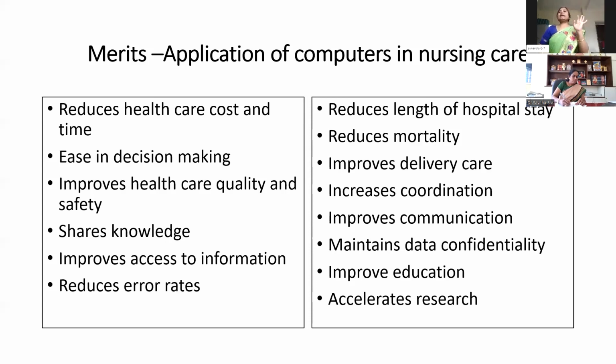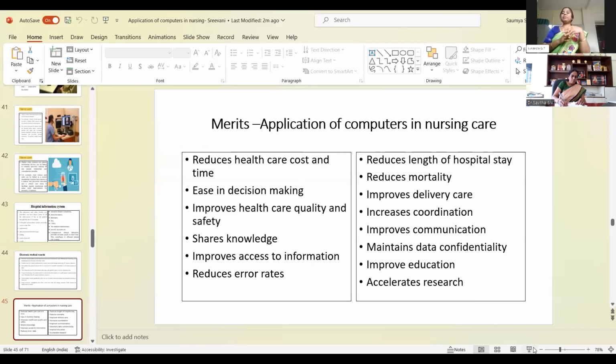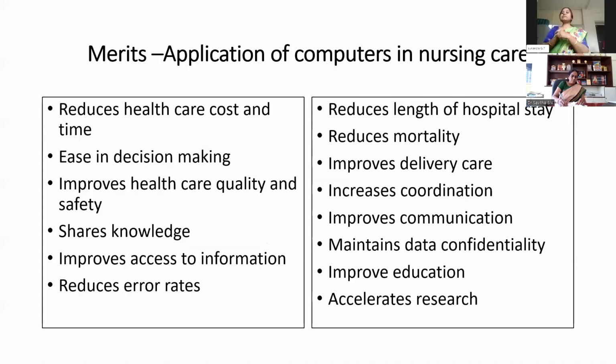This reduces healthcare cost and time, makes decisions easy, and improves healthcare quality and safety. Through this, knowledge is shared, as we have seen in the decision making tools and drug books. It improves access to information and reduces error rates, definitely, because when we are administering medication, the correct dose and correct drops, the computer can do it more accurately than human beings. It reduces the length of hospital stay.